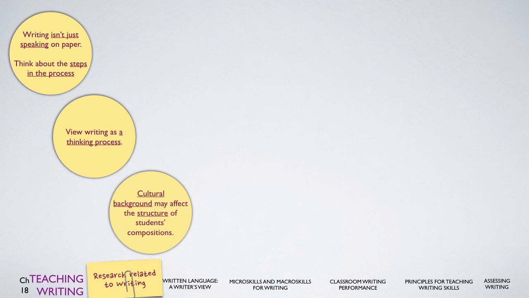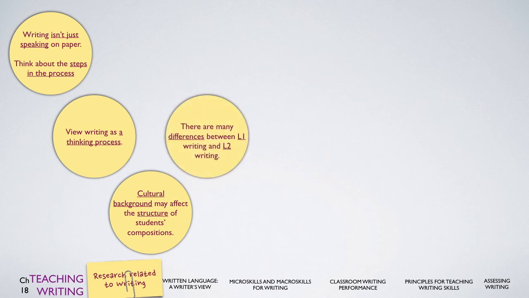It's interesting to note that some research, albeit not all particularly strong research, suggests that one's culture affects the way that we write and the structure of our compositions. The way you put your compositions together may reflect your cultural background. We also need to realize that because students are writing in their second language, L2, they will be faced with many more challenges than when writing in their first language. For example, amount of planning, grammatical accuracy, and level of vocabulary.